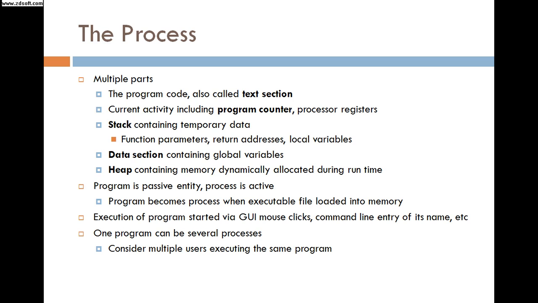The program counter is a processor register which holds the next instruction to be executed by the CPU, and the stack contains temporary data such as function parameters, return addresses, and local variables. We can differentiate a program from a process. A program is a passive entity, whereas a process is an active entity, because the program counter indicates which instruction is to be executed by the CPU next. The program code is just stored in secondary storage.